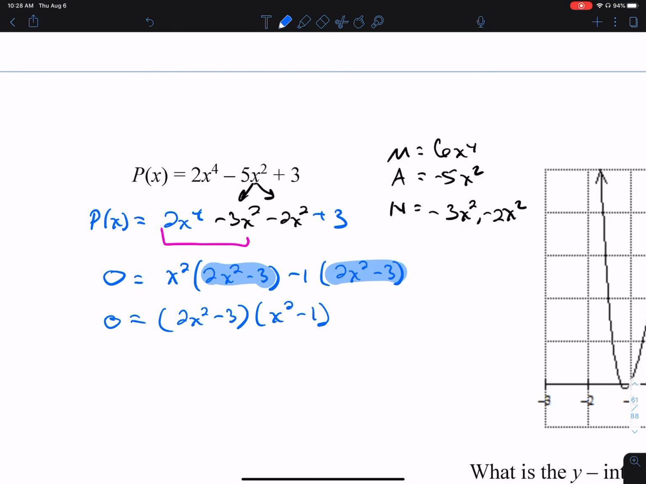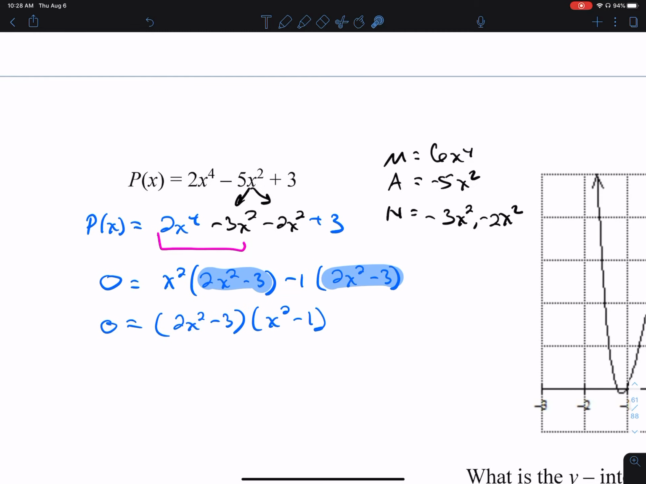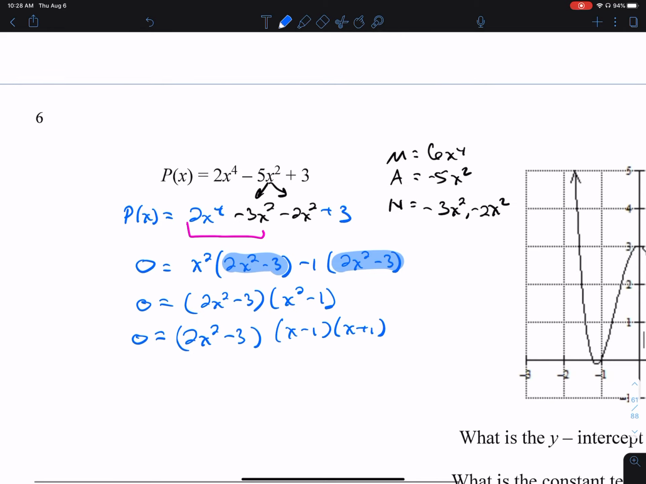I'm going to set each factor equal to 0. Well, let me rephrase that. This doesn't factor anymore. This does. This is the difference of 2 squares. It's an x minus 1 and an x plus 1. Set each factor equal to 0. The reason that we're setting the factors equal to 0 is we're saying that the y value is equal to 0 on the x-axis. We're trying to find the x-intercepts.